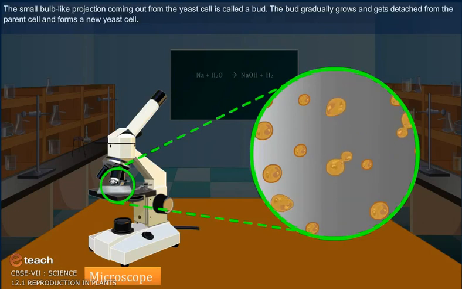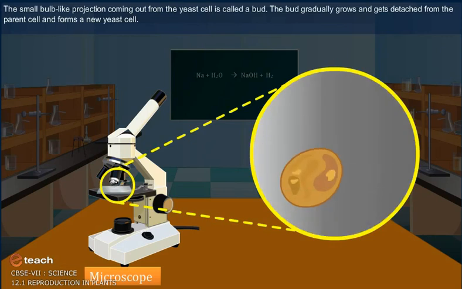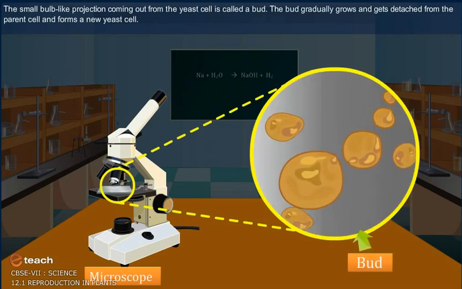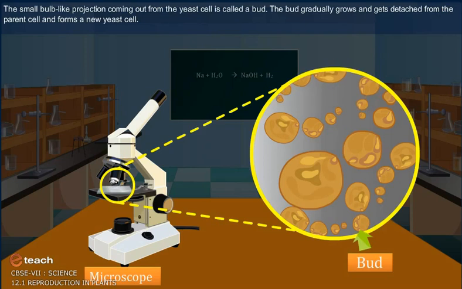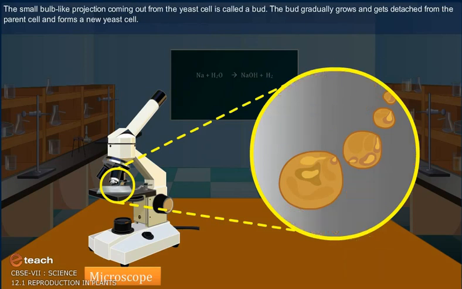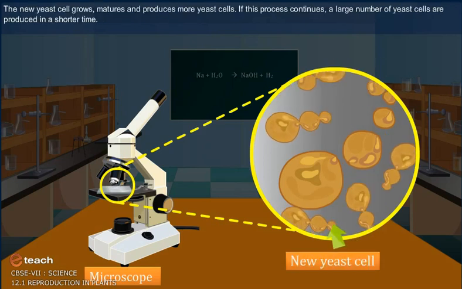The small bulb-like projection coming out from the yeast cell is called a bud. The bud gradually grows and gets detached from the parent cell and forms a new yeast cell. The new yeast cell grows, matures, and produces more yeast cells. If this process continues, a large number of yeast cells are produced in a shorter time.